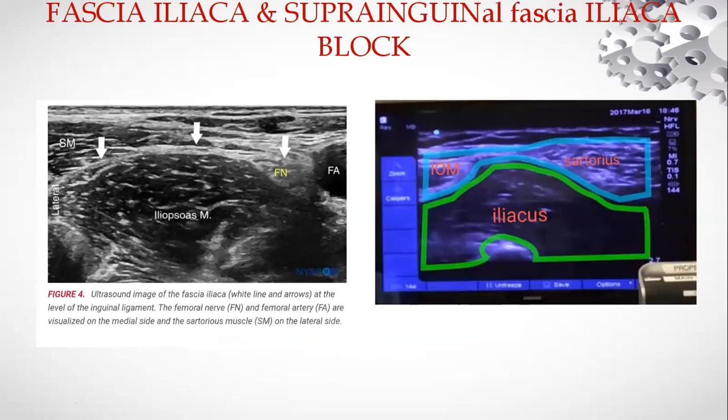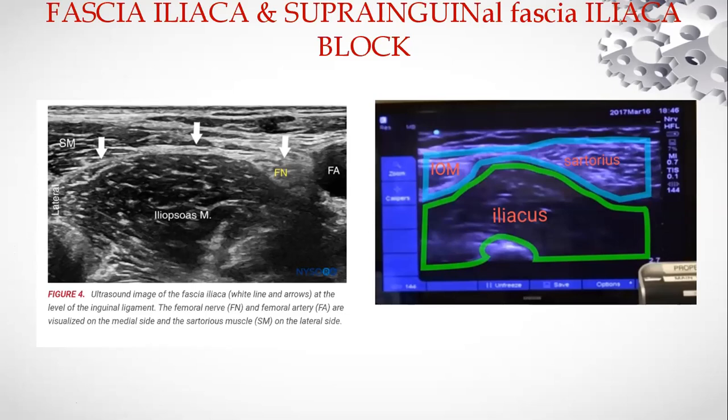Here you can see on the screen that there are two images. The image on the left-hand side is the traditional infrainguinal fascia iliaca block that we give. So here we can see in the image, on the lateral side, there is sartorius muscle, and there is the fascia iliaca, under which there is the iliopsoas muscle, the femoral nerve, and femoral artery. And above, of course, fascia lata. So all of these structures are visualized in this window.